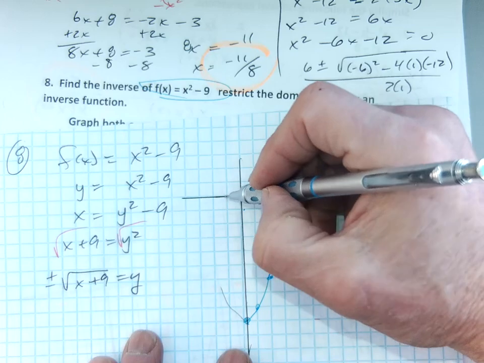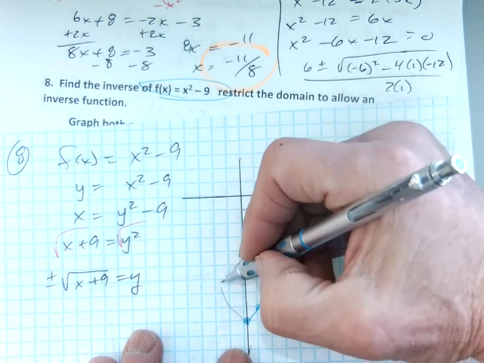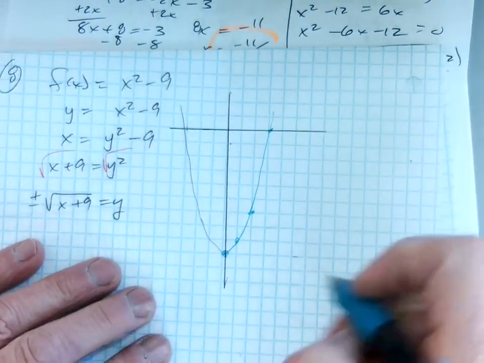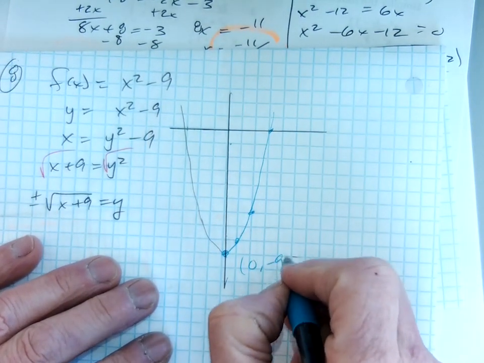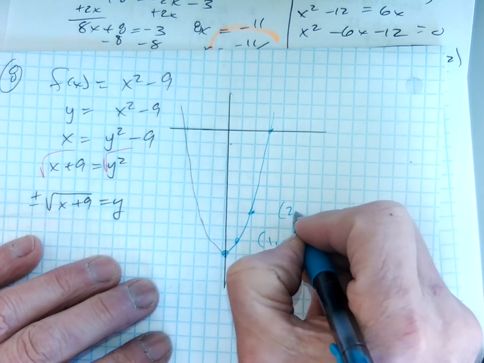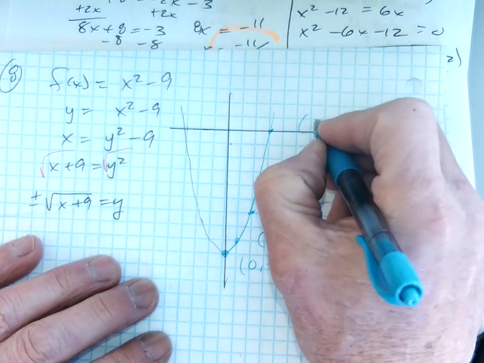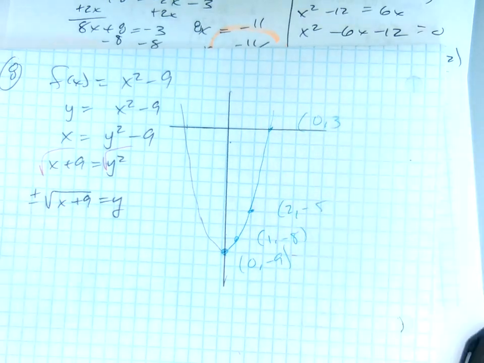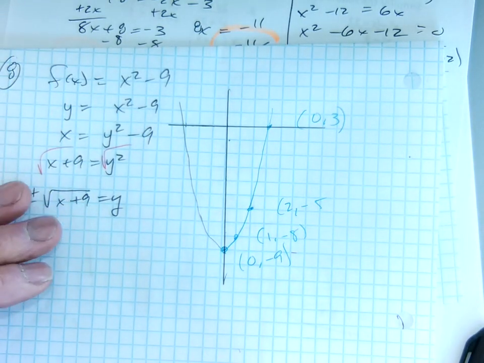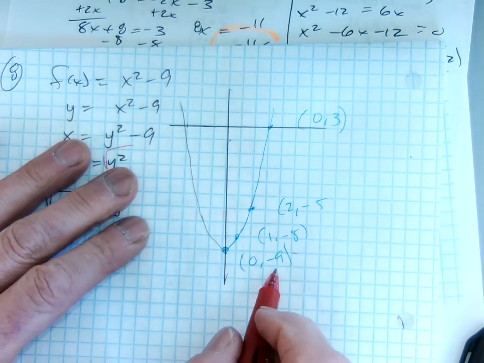Okay, there you go. Now, knowing that, when I do the inverse points are all like this. I'm going to have a 0, -9. I'm going to have a 1, -8. I'm going to have a 2, -5. I'm going to have a 0, 3. If I want the inverse of those points, I'd have a -9, 0.